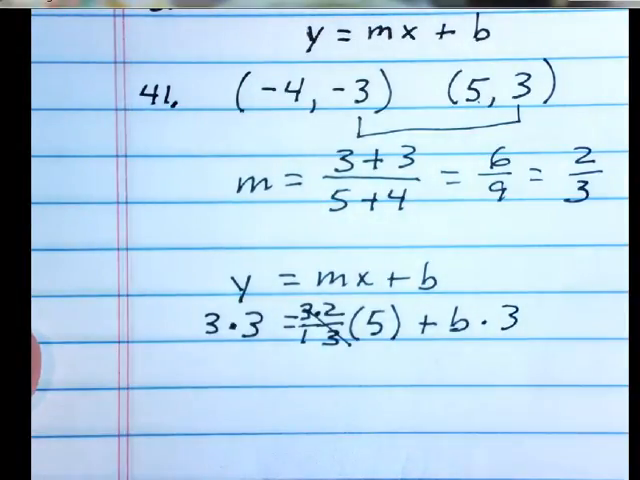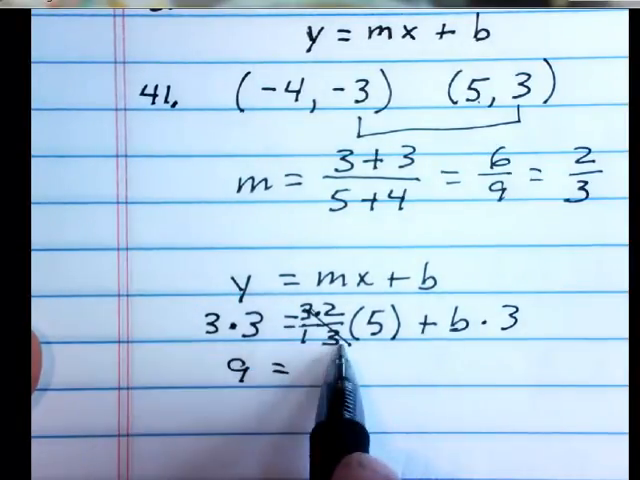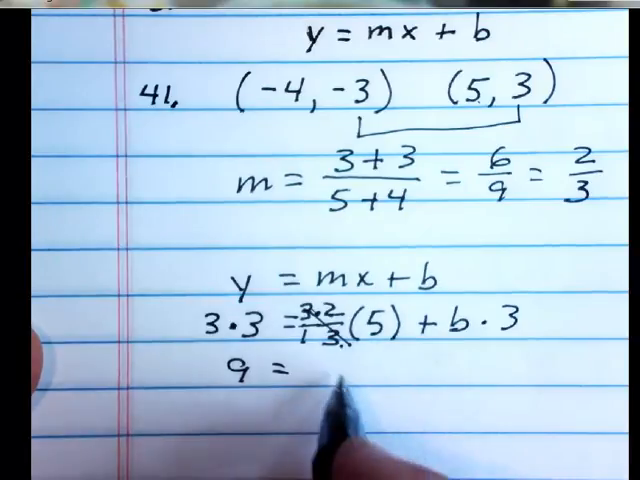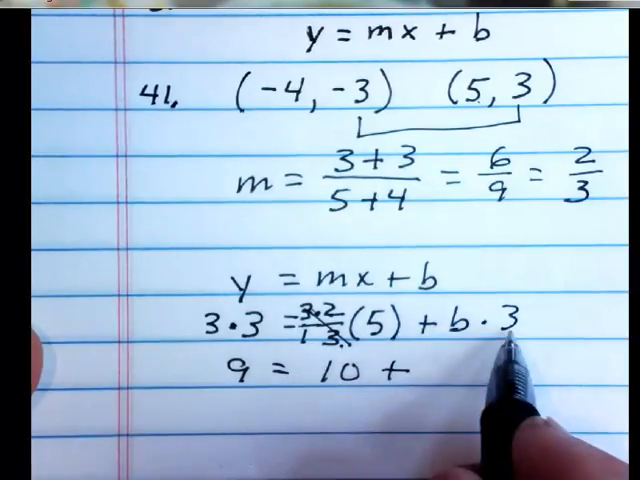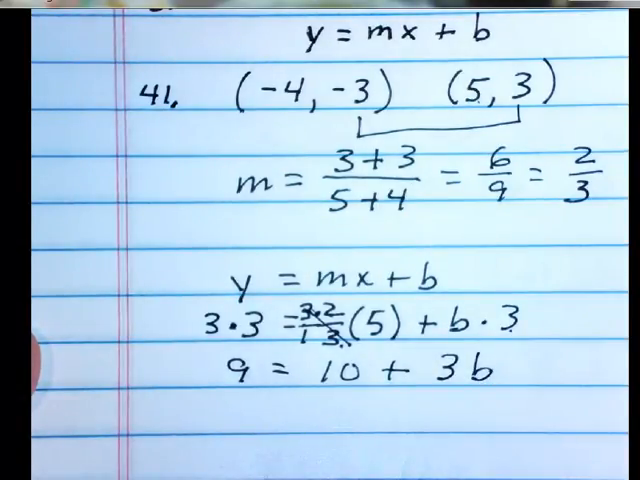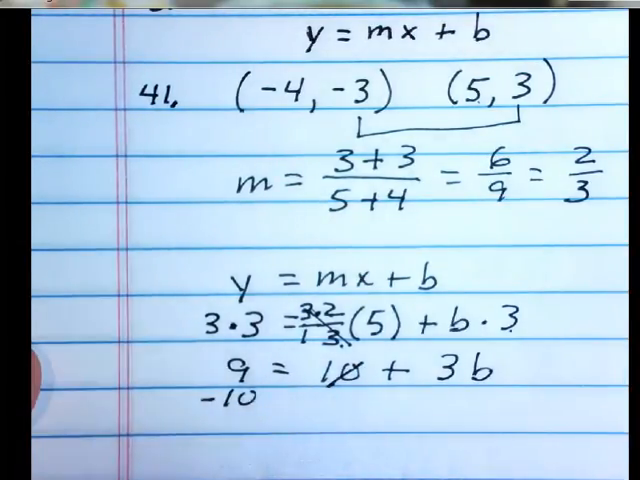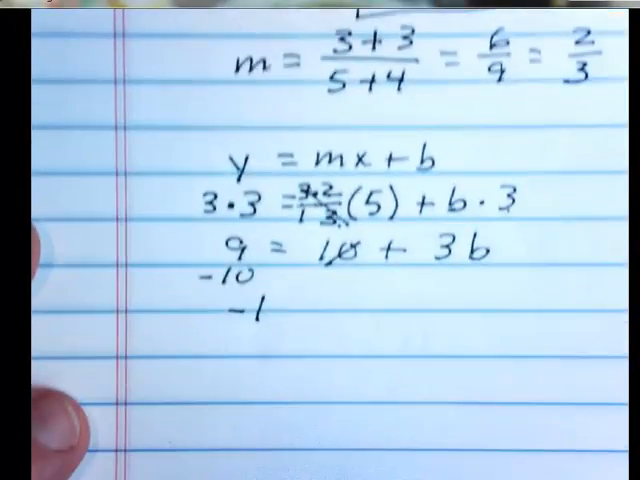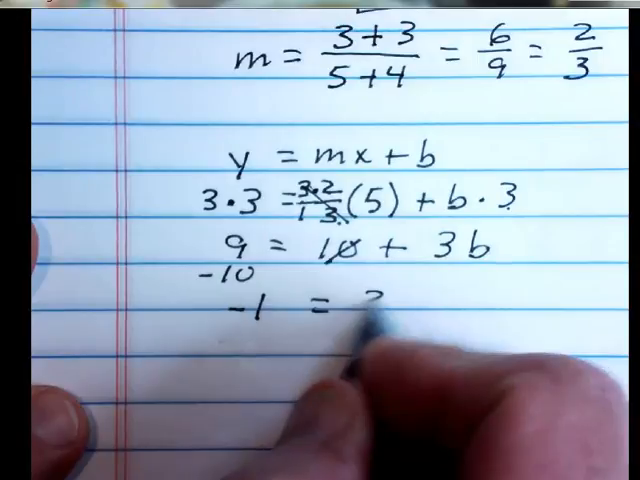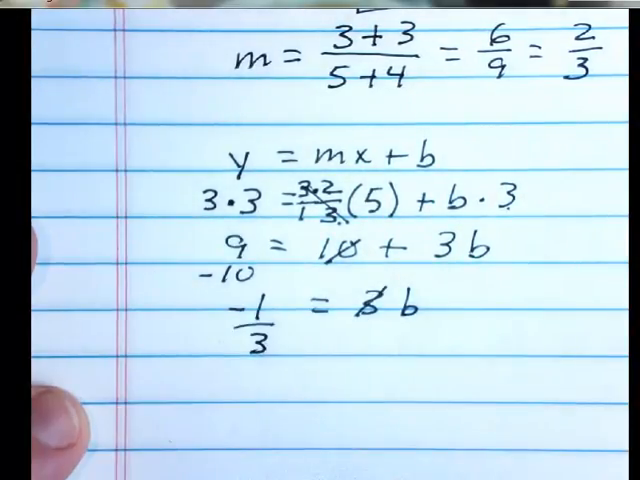So once I simplify that and multiply everything out, I would have 9 equals, these cleared, so we are left with 2 times 5 or 10, plus I'm going to write the 3 in front of the b. That's the normal way whenever you have a variable like b. And now it's relatively easy. We would subtract 10 from both sides, which would just cancel this and give us a -1 on this side. And with -1 equals 3b, we just divide both sides by 3 and find that b is equal to -1/3.